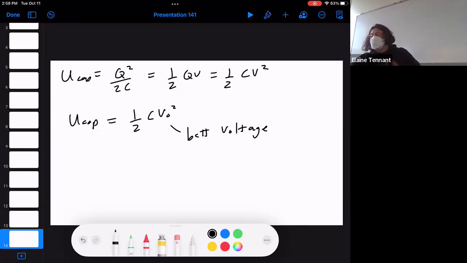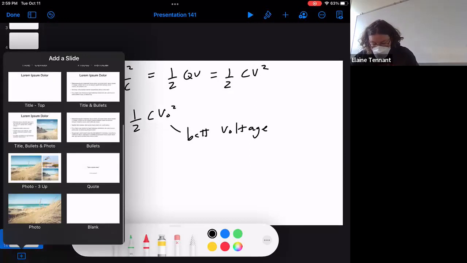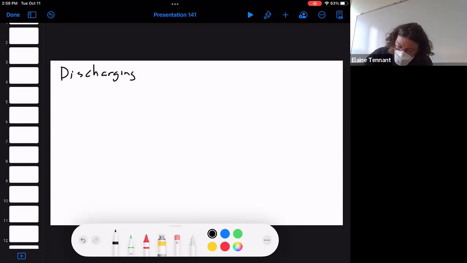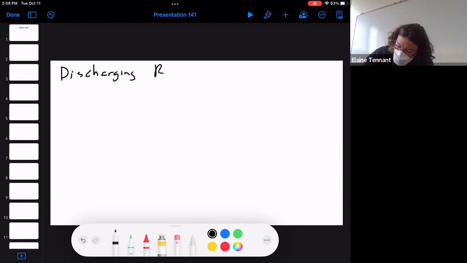Okay, but does that all make sense? Okay, I'd like to wrap up RC circuits by talking about discharging. So a discharging capacitor RC circuit.